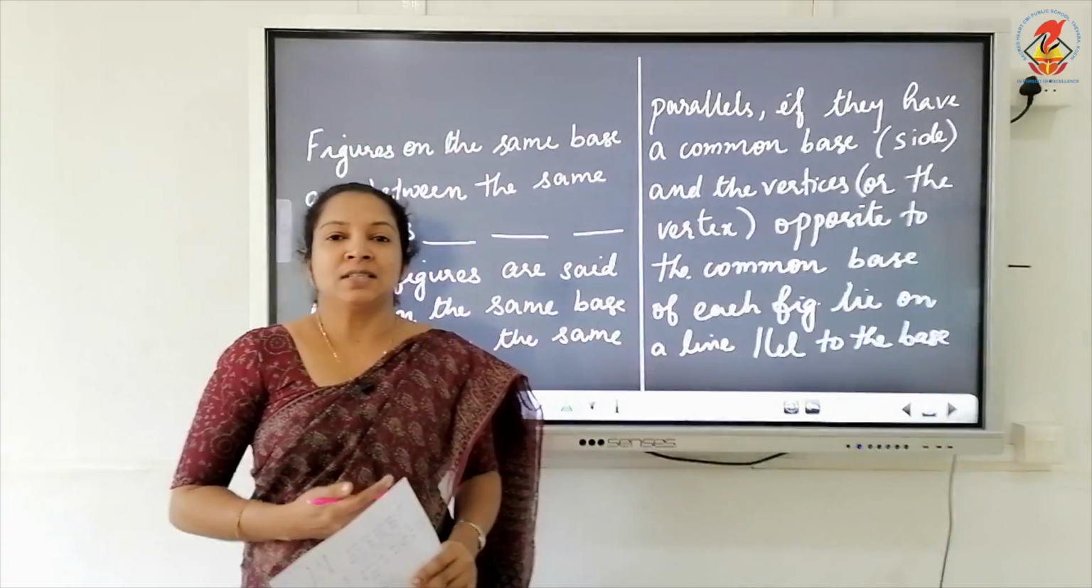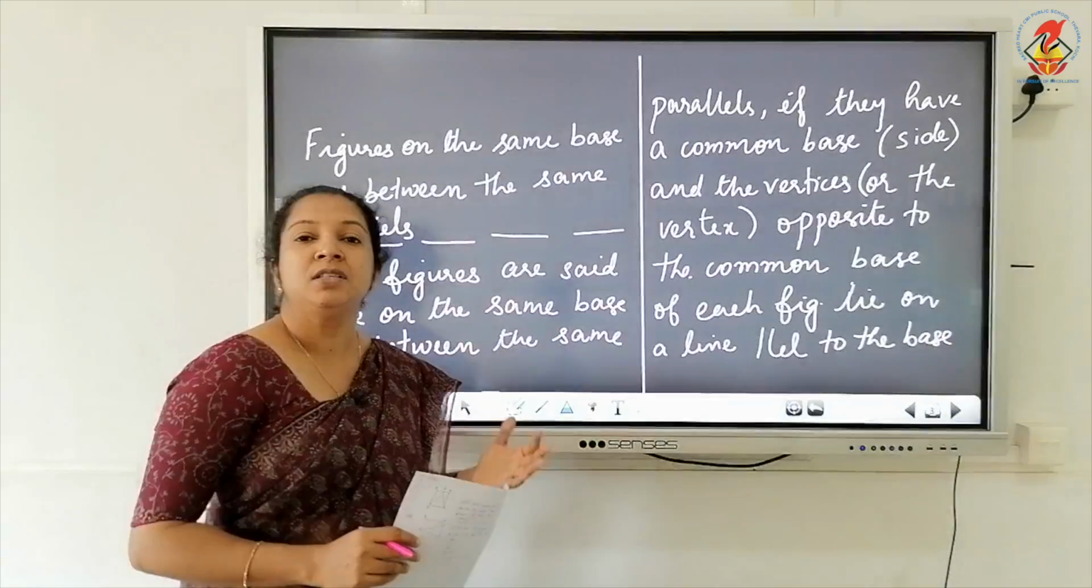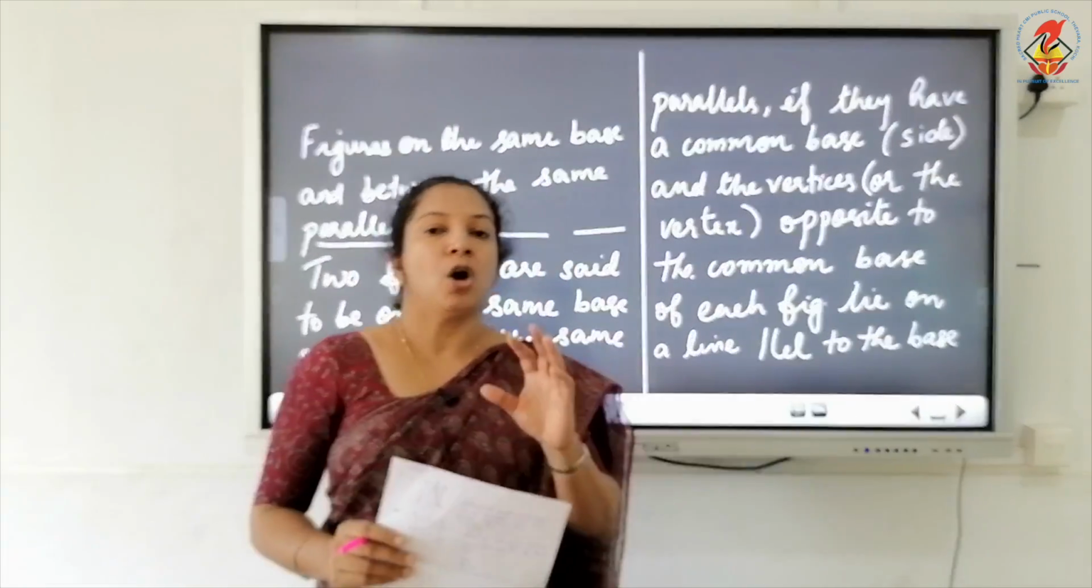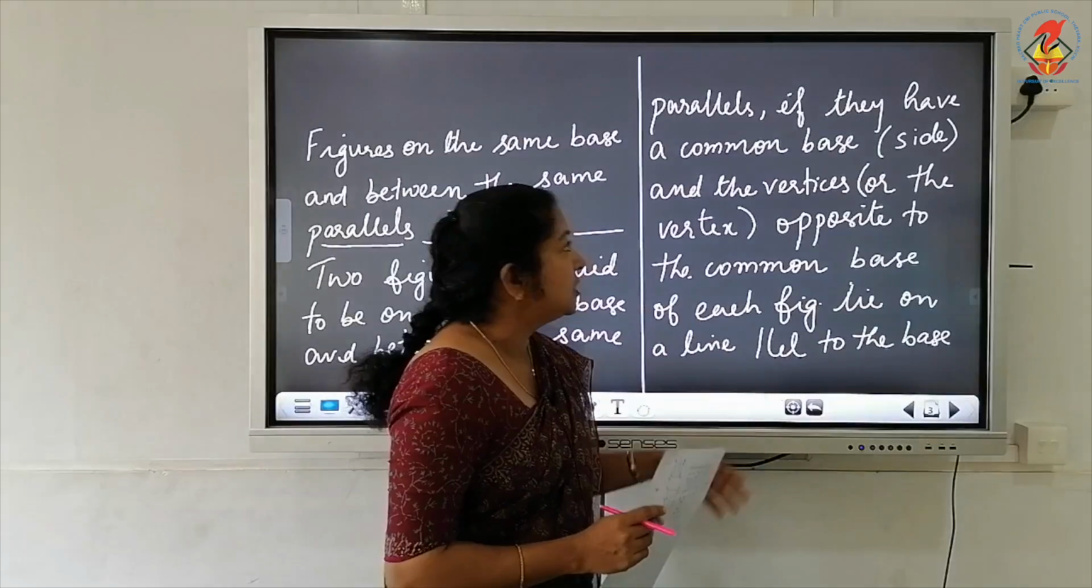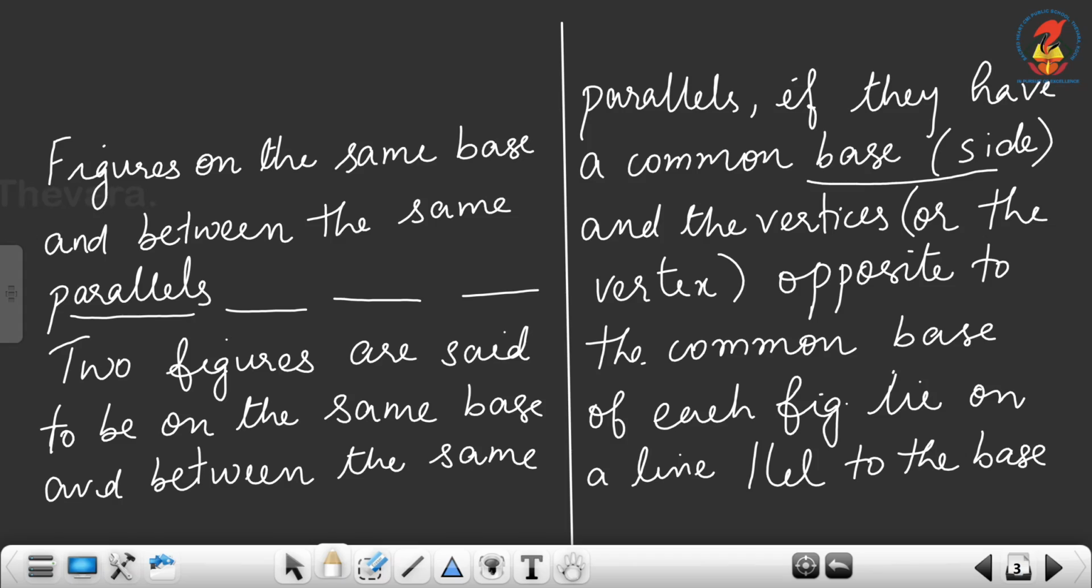Then what we are going to learn is figures on the same base and between the same parallels. Two figures are said to be on the same base and between the same parallels if they have a common base or common side. The first condition is a common base or common side, and the vertices or the vertex opposite to the common base of each figure lie on a line which is parallel to the base.